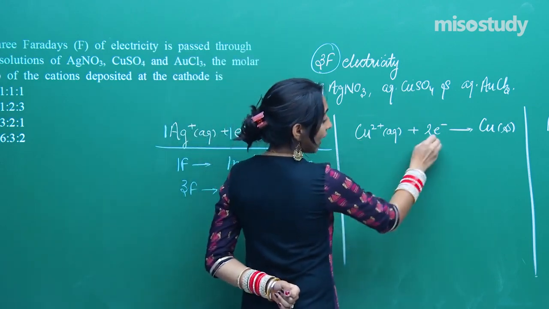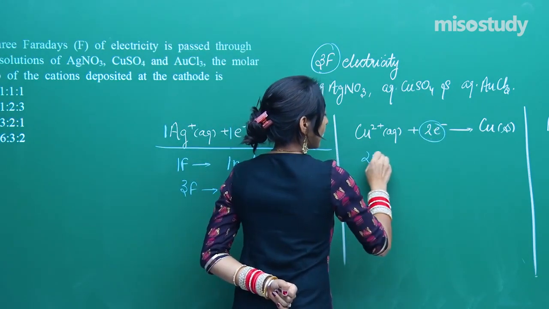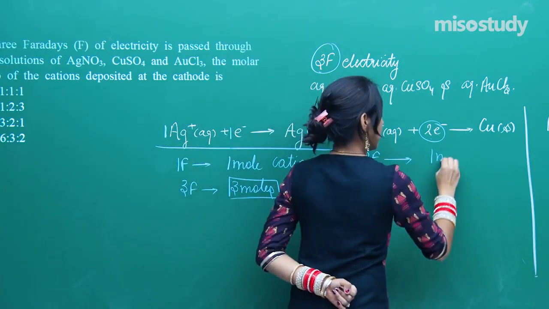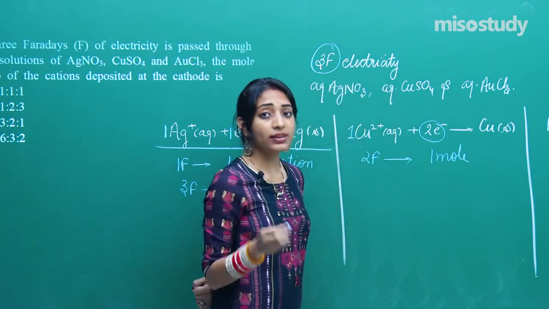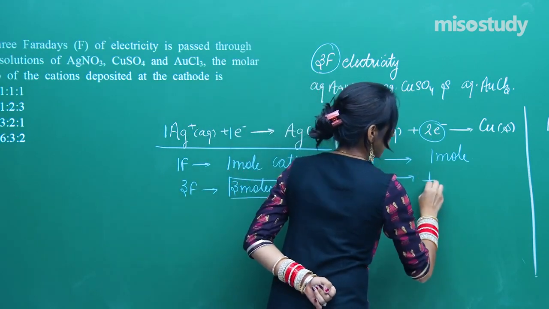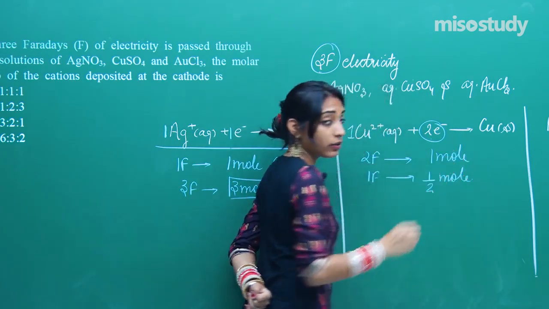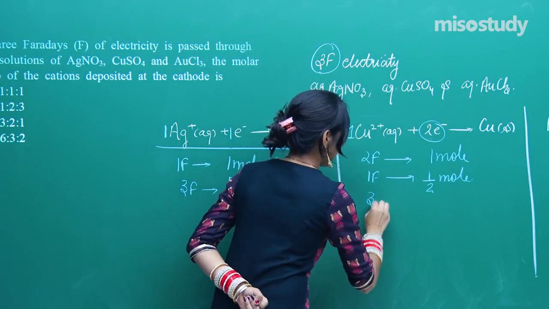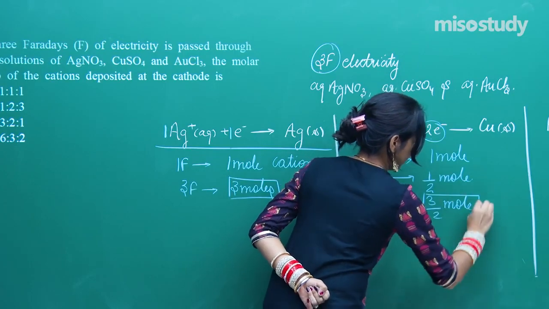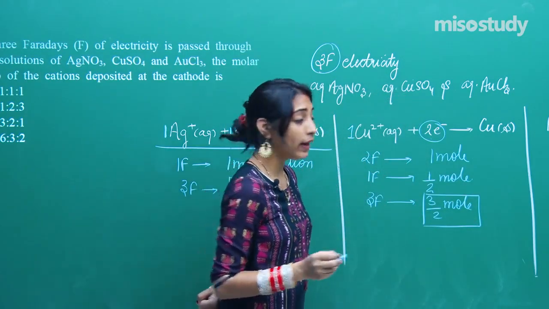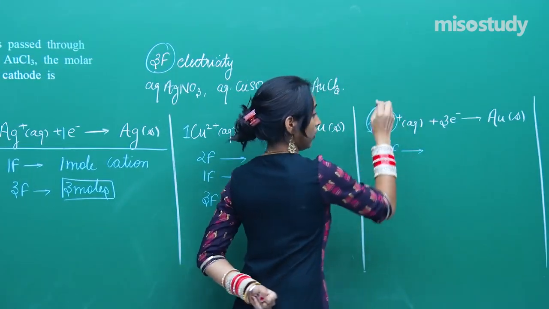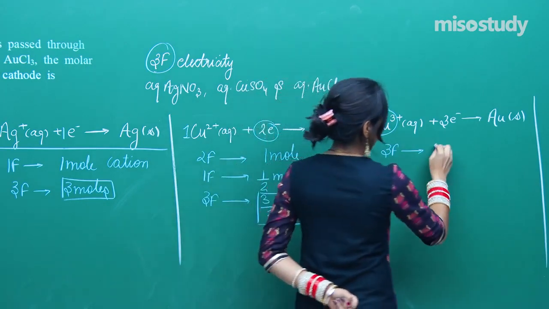Now moving further, can you say that when 2 Faradays of charge will be passed, how much cation will be deposited? 1 mole. So 1 mole of cation will be deposited when 2 Faradays of charge will be passed. But when 1 Faraday will be passed, 1 by 2 mole will be deposited. And when 3 Faradays will be passed, 3 by 2 moles of the cation will be deposited. Keep it in a box. Okay. Moving here, when 3 Faradays of charge will be passed, only 1 mole will be deposited.